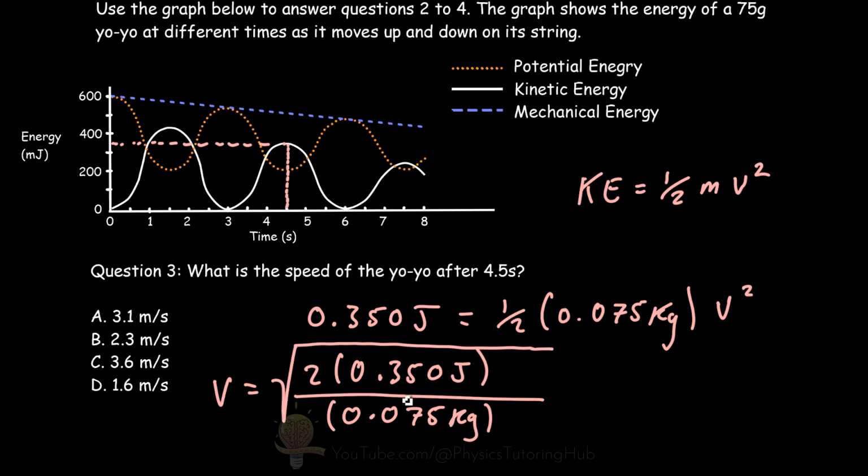So after plugging this into our calculator, we get a value of 3.05 meters per second. Which velocity here more closely matches this 3.05 meters per second? Well, the closest one is this A value here, 3.1 meters per second. So that's our correct answer.